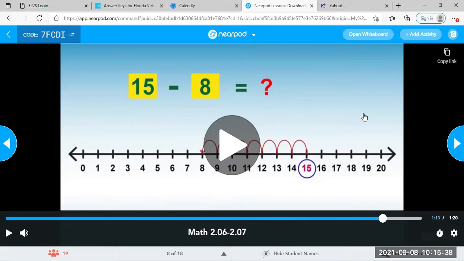Yes! Raise your hand if you know that your number line can start anywhere. Oh, don't unmute, don't unmute. Oops, don't unmute. Okay, thank you. Raise your hand, put your hand down.